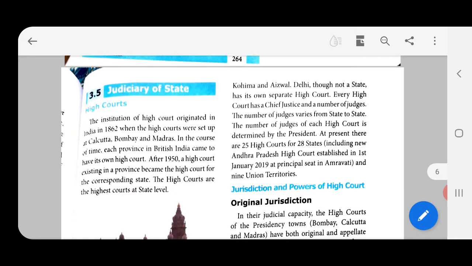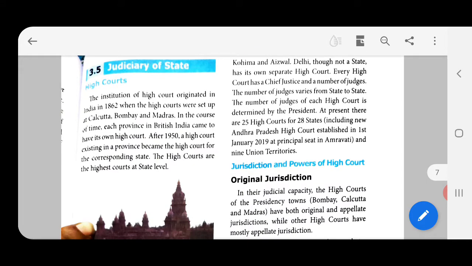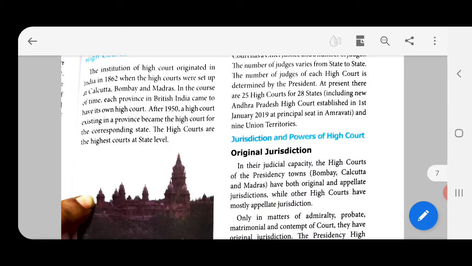Every high court has a chief justice and a number of judges. The number of judges varies from state to state. So the number of judges of each high court is determined by the president. So in every court that we see, the number of judges who are going to be there is determined by the president. At present there are 25 high courts for how many states?